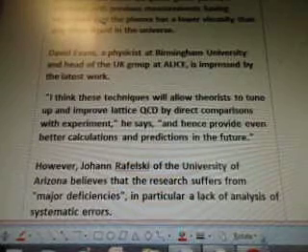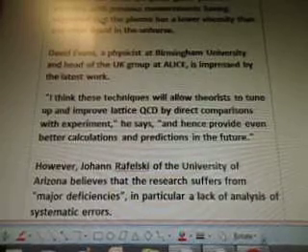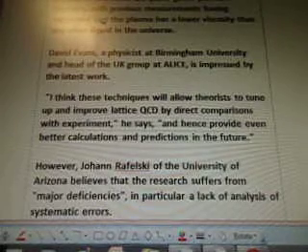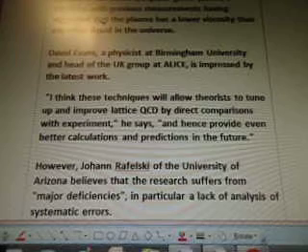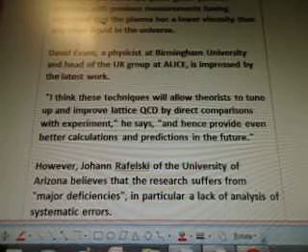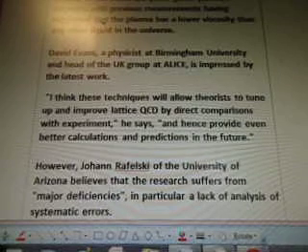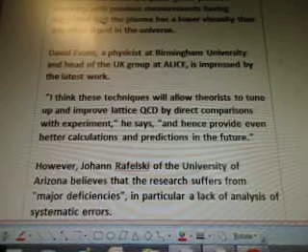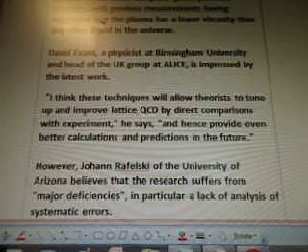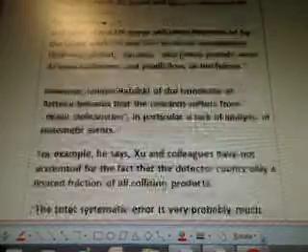That might help. Okay, so the LHC's Alice detector, on the other hand, should be able to nail down the quark-gluon plasma's viscosity. Previous measurements suggest that the plasma has a lower viscosity than any other liquid in the universe. David Evans, a physicist at Birmingham University, the head of the UK group at Alice, is impressed by the latest work. I think these techniques will allow theorists to tune up and improve lattice QCD by direct comparisons with experiment, he says, and hence provide even better predictions in the future.